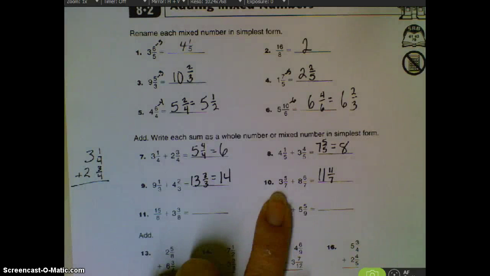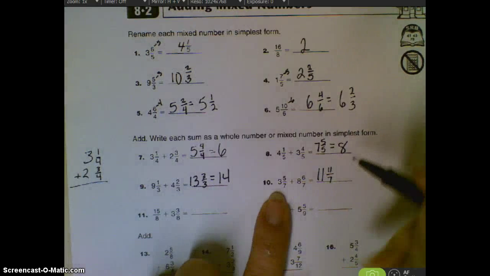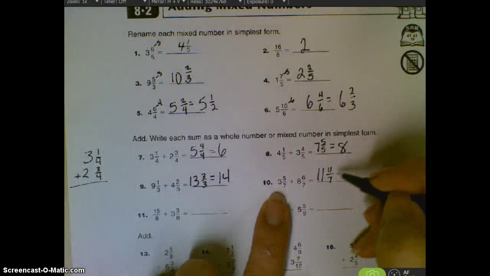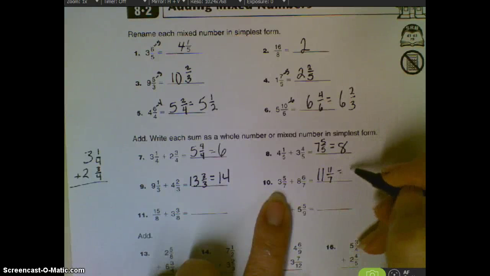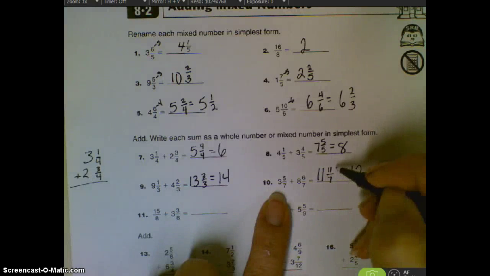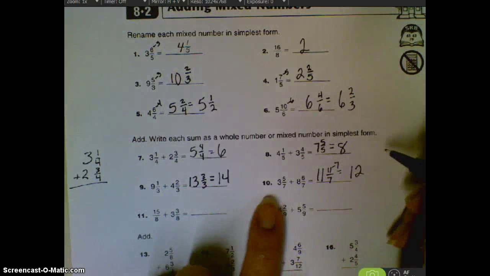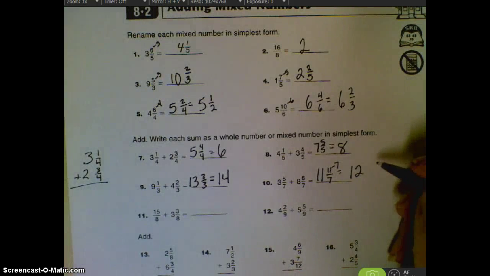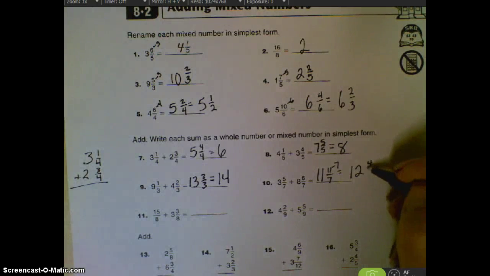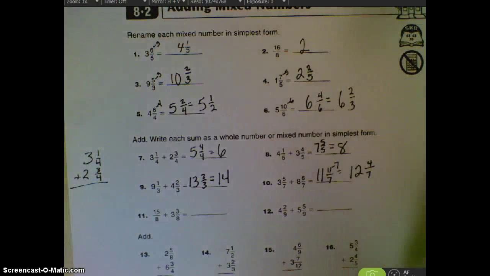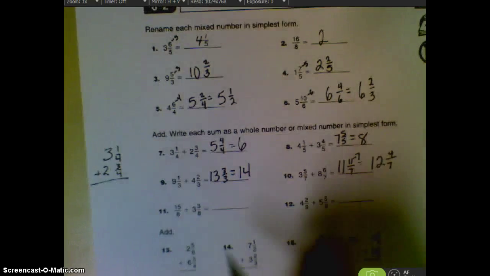And I can change this now. I can say 7 will go into 11 at least one time, so take out 7/7, and so then I get 12 as my whole number, and when I subtract 7 from here, I have 4 left over, and I keep my same denominator of 7, so 12 and 4/7.